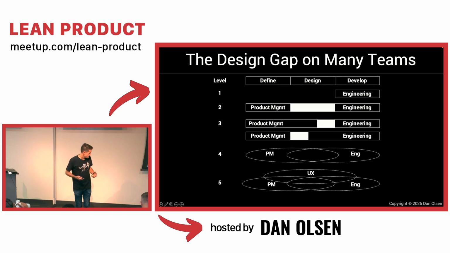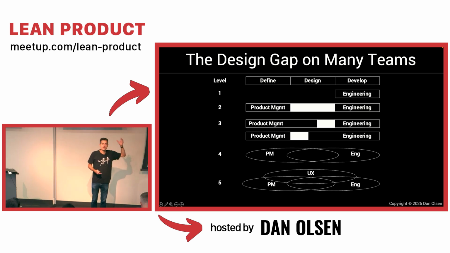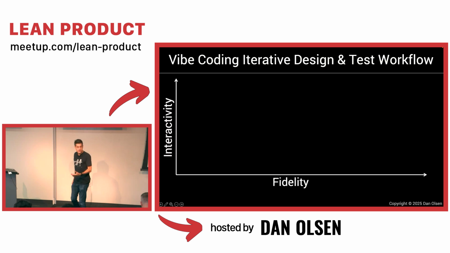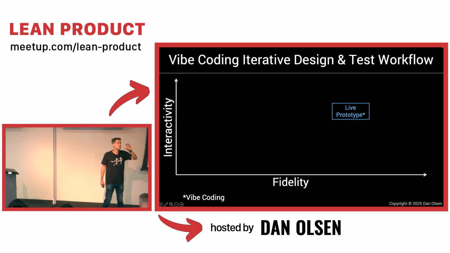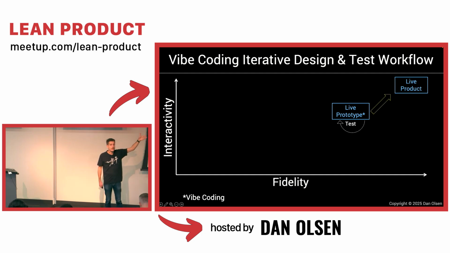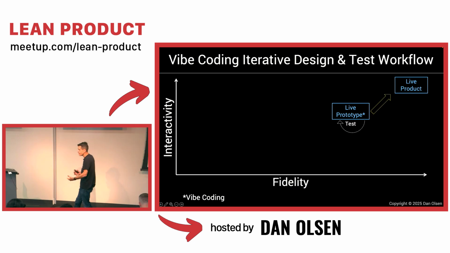So vibe coding can now empower teams that do not have a prototyper or a designer to actually create prototypes now, or create them more quickly. So here's my new workflow where you can jump straight to here with a live prototype, right? It's really high fidelity, high interactivity. In the old diagram, every once in a while I'd call it an HTML, CSS prototype. It was very rare that someone would take the time to create that, but now it's so easy. And so you can test there and then validate and go to live product, right? So that's really what it empowers. That's why I'm excited about it.